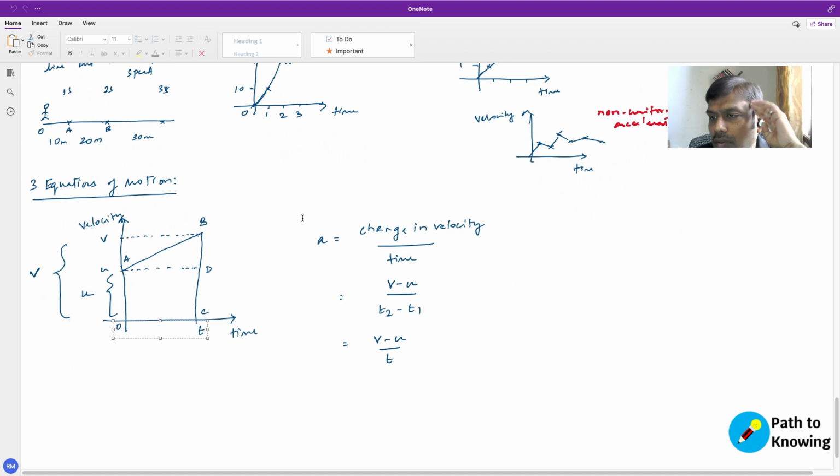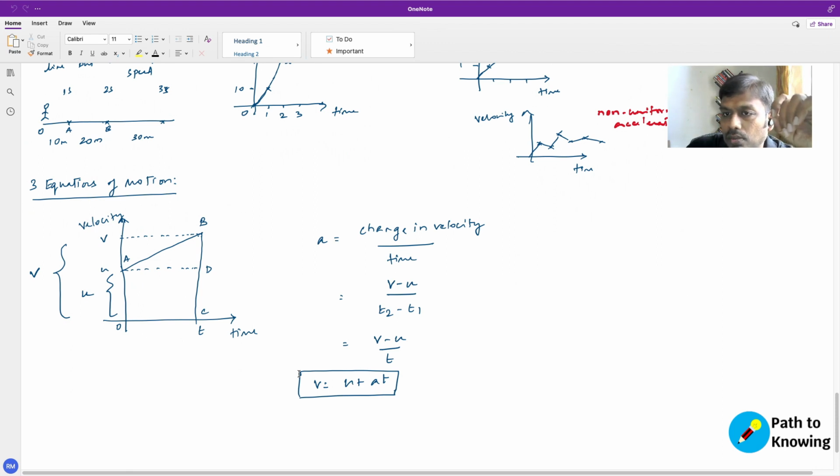So your first equation is your acceleration, where your acceleration is defined as v minus u by t, and you can rearrange this equation, which states that v is equal to u plus at. So this forms your first equation of motion. Yeah, so this is my first equation.